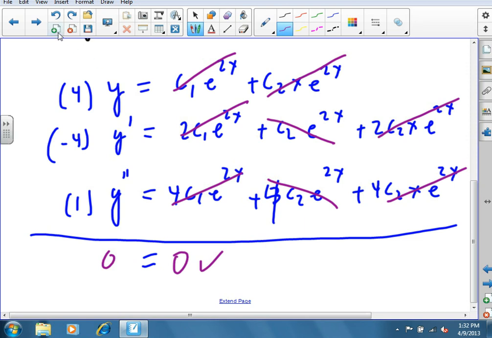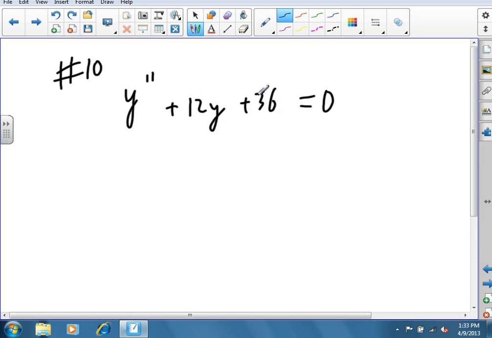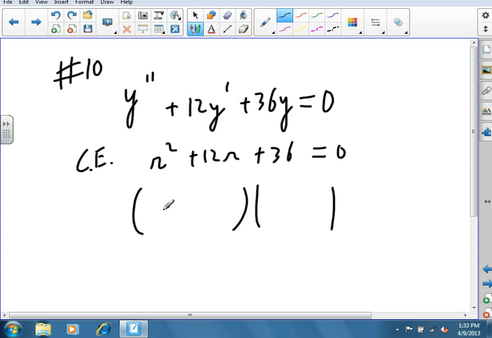Line number 10 next. I have y double prime plus 12y prime plus 36y is equal to 0. If I write the problem down right, I have a characteristic equation, r squared plus 12r plus 36, and I can factor that. R plus 6, r plus 6, and my r's are going to be minus 6, a double root.